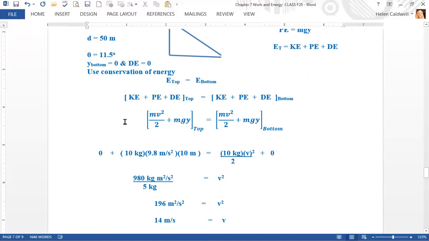At the top of the hill, the velocity is 0. So the first term, mv squared over 2, is 0. But at the top of the hill, the mass is 10 kilograms. Acceleration due to gravity is 9.8 meters per second squared, and our height above the ground is 10 meters. On the right-hand side of the equation, mass is still 10 kilograms. We don't know v squared, but we'd like to, and 2 is 2. At the bottom of the hill, the mass is still there, g is still there, but y is 0. So the whole term goes to 0.